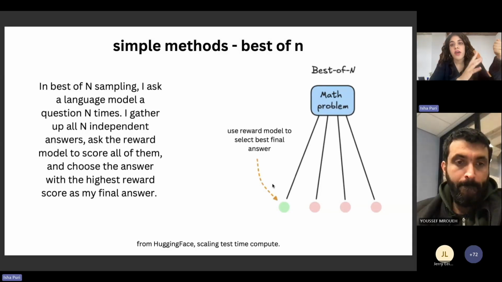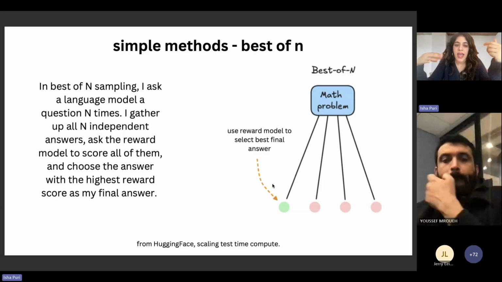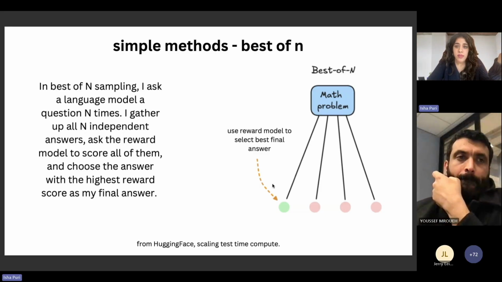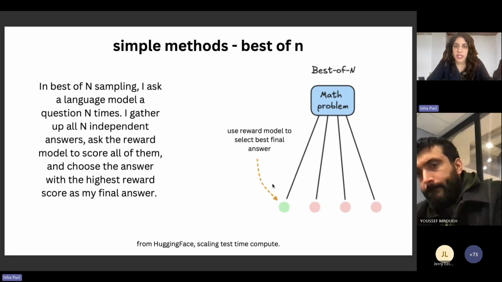So it's important to note this is not an exact verifier. It's not going to tell you exactly whether or not a question has a correct answer, but it's trained on a variety of math problems, and it's going to give you a score judging how good the answer is. So in best of n sampling, you ask a language model a question n times, you take all of the n answers, you ask the reward model to score all of them, and then you just choose the answer with the highest reward score as your final answer. That's a very simple inference scaling method.